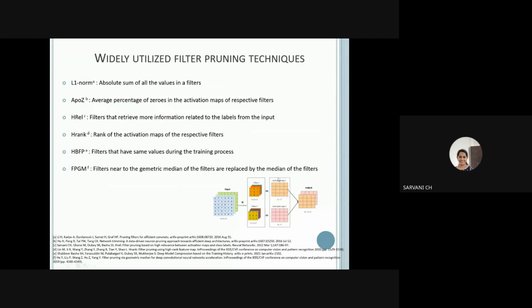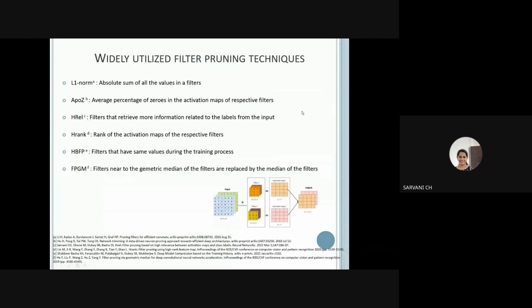For this, they calculate for every batch, there will be multiple batches. You train your model in multiple batches and you get multiple activation maps. So we take the average of all these zeros across all the batches and across all these activation maps, and we decide whichever is having the highest percentage of zeros will be pruned first.